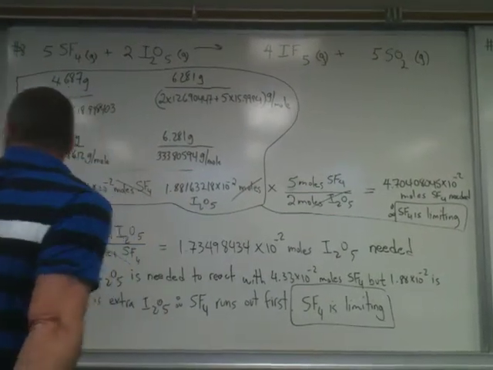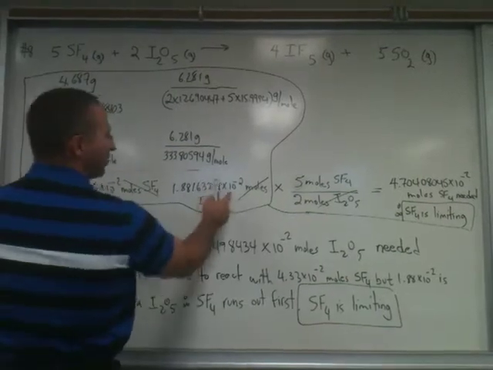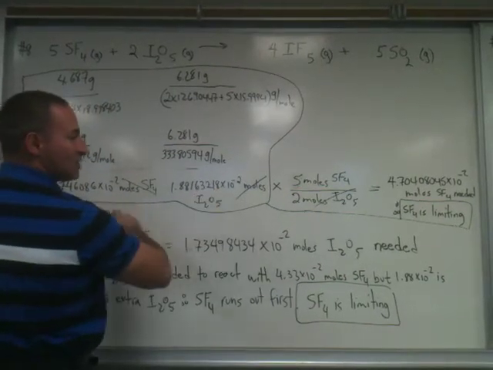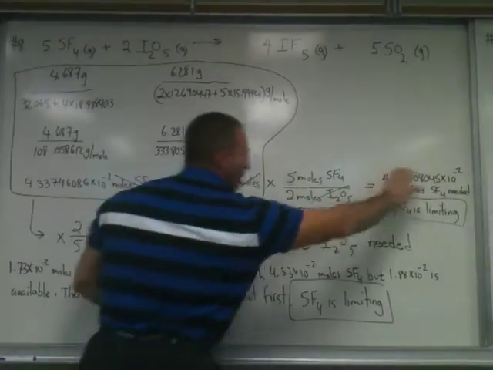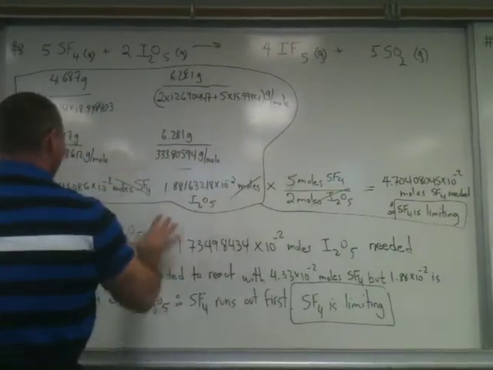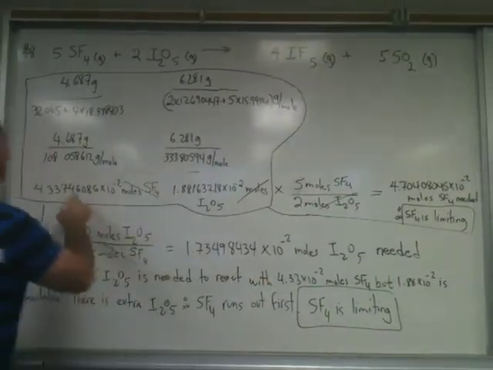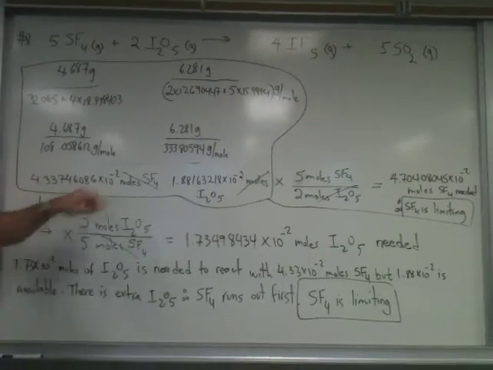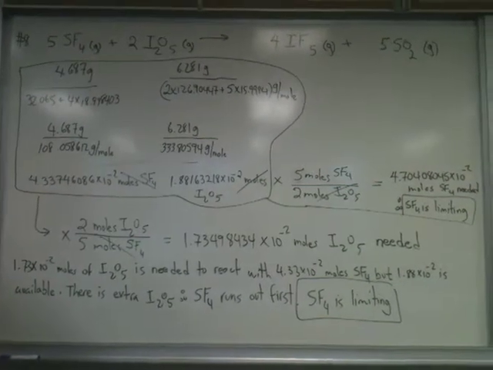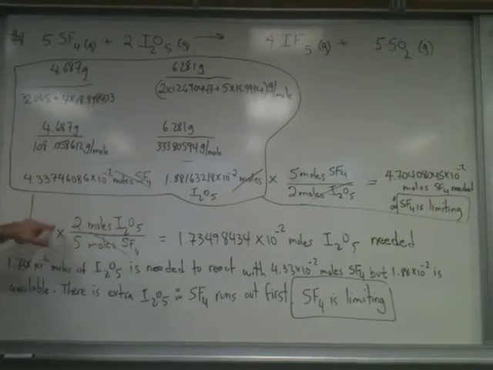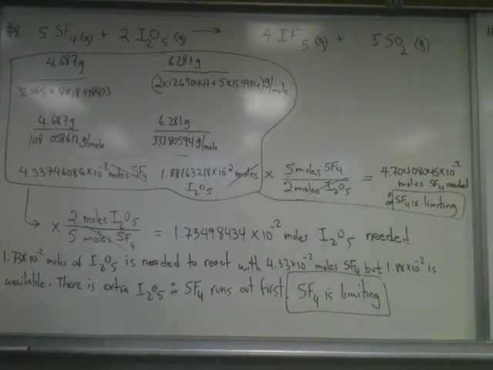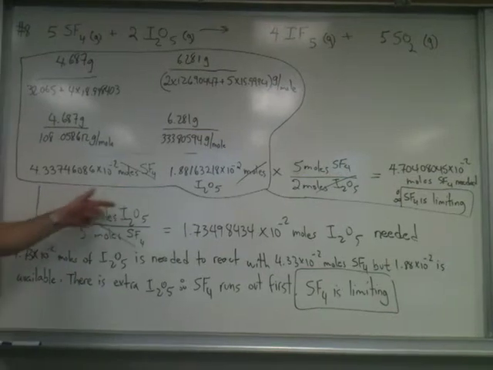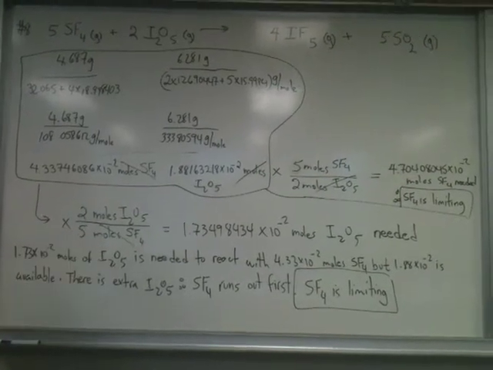And then what we do is we pick one of these values. It doesn't matter which one you pick. I solved it 2 different ways. This way I solved starting from here, and this one I solved starting from here. So let's start from here and see what happens. I took 4.33 times 10 to the minus 2 moles of SF4, and I put in the conversion factor for the stoichiometry. What is the stoichiometry? It's 2 moles of I2O5 for every 5 moles of SF4.